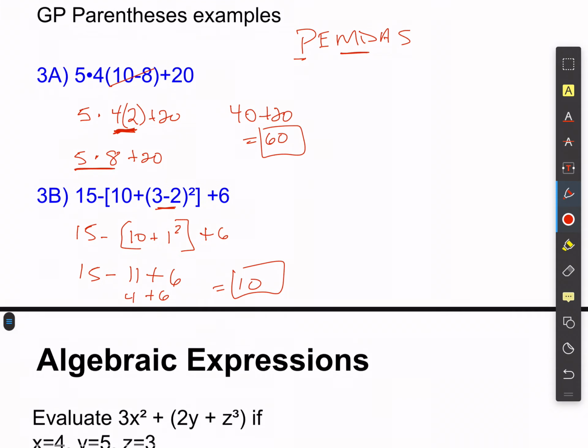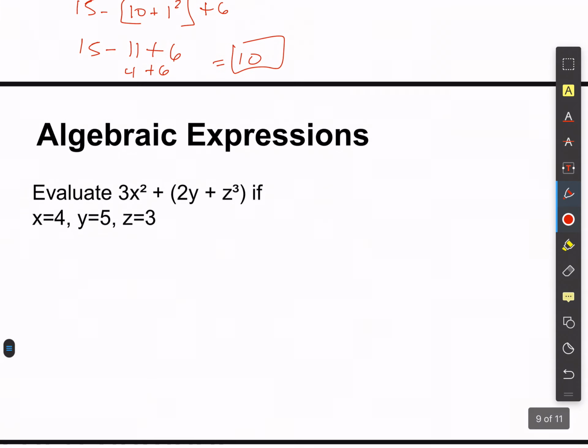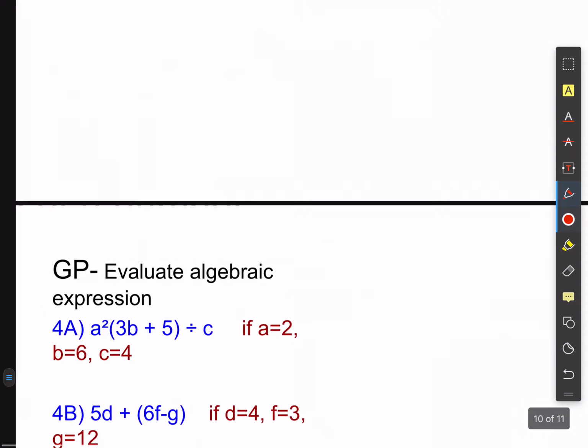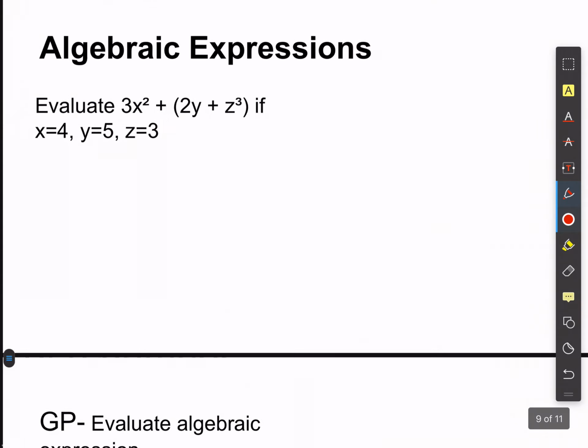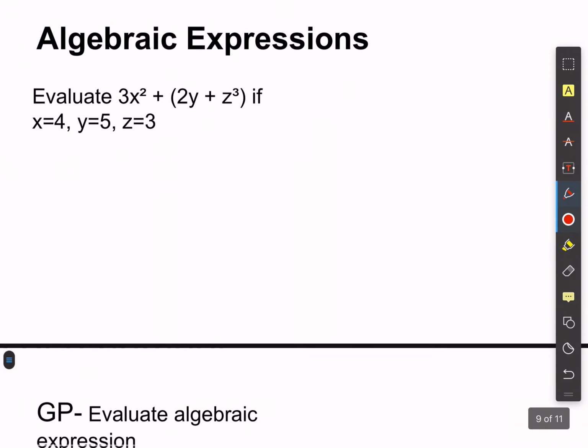All right, so there's some examples there with parentheses within parentheses. And lastly, you guys, the very last thing I want to do with you guys is algebraic expressions. So these are expressions, which means they're not equations. You see some equal signs there, but there's not an equal sign in the problem, right? So this is an expression.